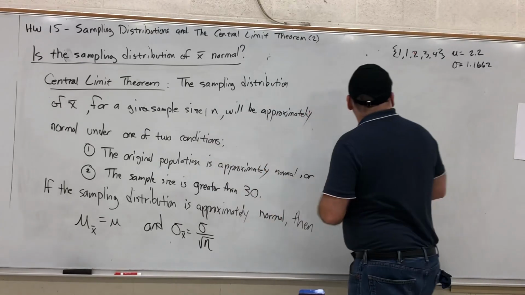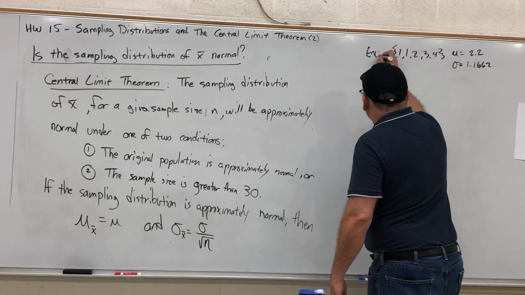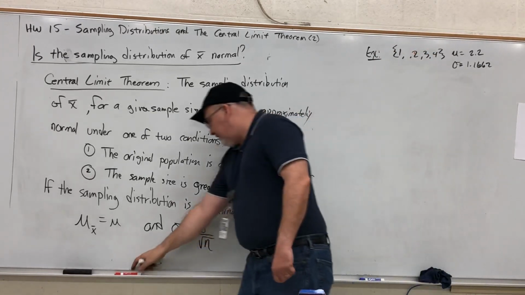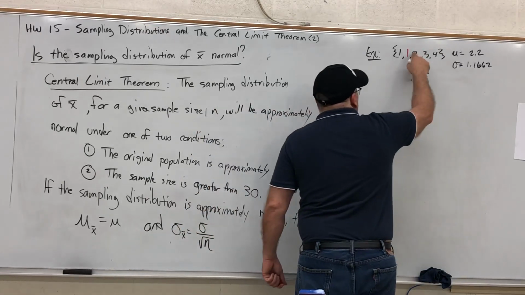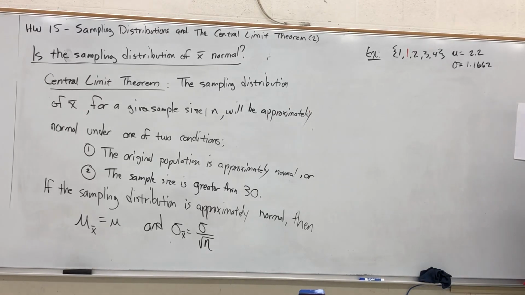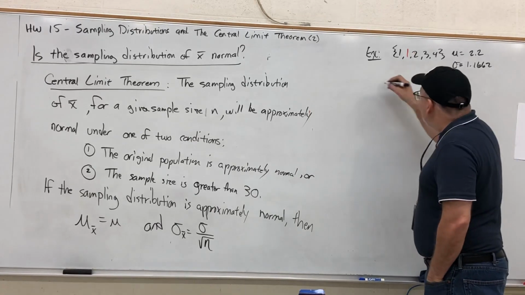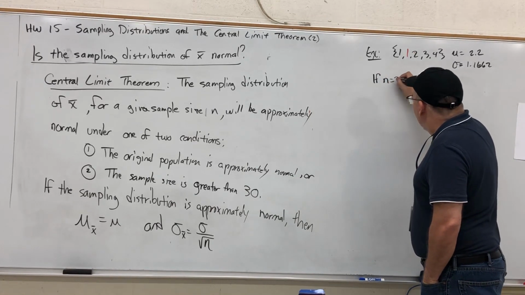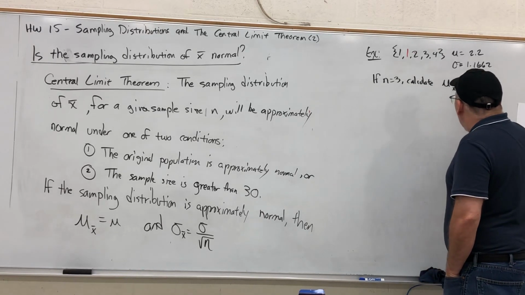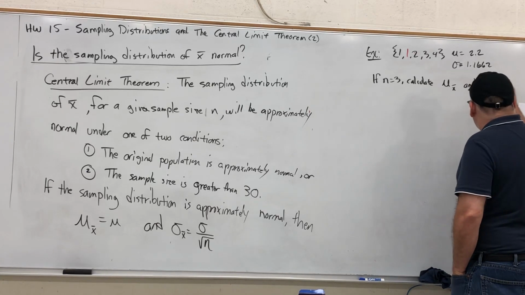So let's go back to the previous problem just for a second, where we had 1, 1, 2, 3, 4. And I just like drawing the second one red, I don't know why. Although we didn't calculate the mean and the standard deviation earlier, I'm telling you right now that the mean and the standard deviation are 2.2 and 1.1662. If n equals 3, calculate mu sub x bar and sigma sub x bar.